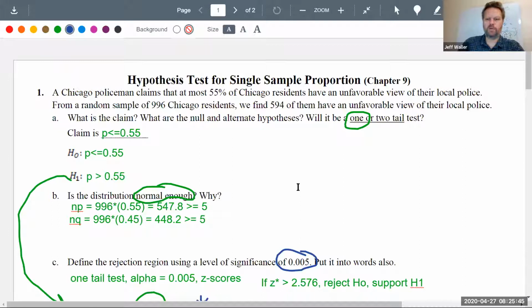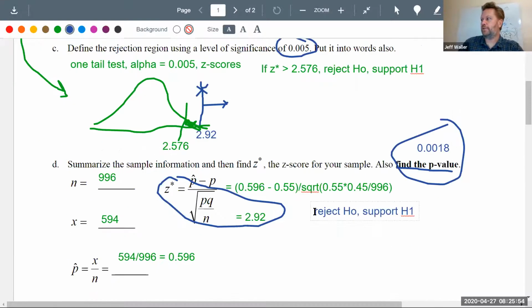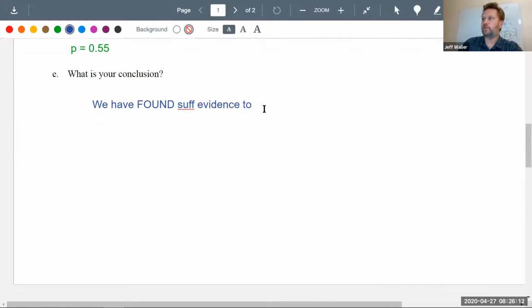H0 or H1? Which one's the claim? So then I want to use this language right there. I want to use the reject language because I always want the conclusion to talk about the claim. You don't just have to guess reject or support. No, the claim is the null, so I use the language related to the null. I reject the claim. So we have found evidence to reject the claim.